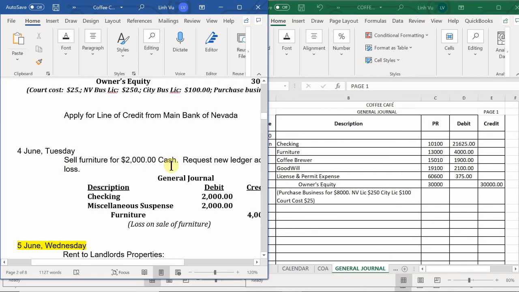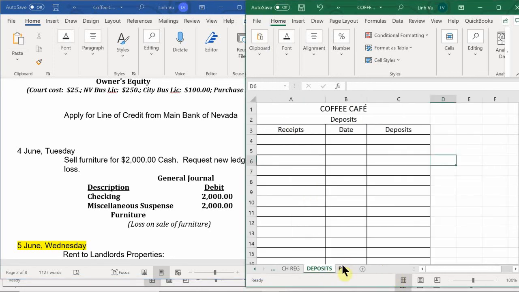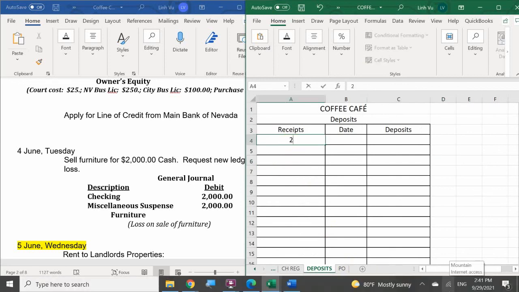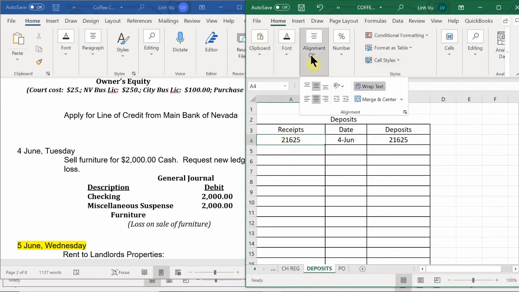Okay, so before we move on, we need to go ahead and deposit the money into our bank account. We have a little window right here for your deposits. In this case, I did make a deposit. I deposited $21,625 into my bank account as of the 4th of June. So that's very important because we do need to deposit this money in our bank account at all times.